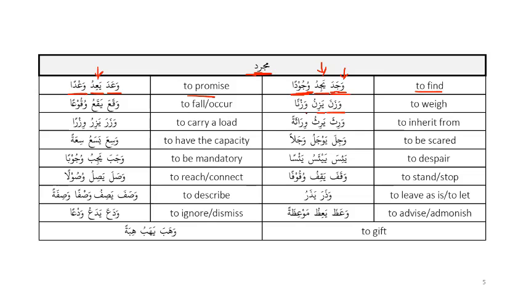Wazana, yazinu, waznan. Then waqa'a, yaqa'u, wuqu'an. This means to fall or to occur. Like a waqi'a is something that occurs. So waqa'a, yaqa'u, wuqu'an. Waritha, yarithu, irthan means to inherit from. So if I inherit from someone, that's called warith. This is mithal-e wawi.